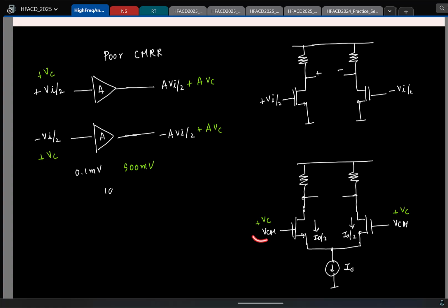But how is it that when I change the gate voltages here, currents are remaining constant? Yeah, this voltage changes automatically to keep the VGS the same so that the currents are the same. So this structure is called pseudo differential.